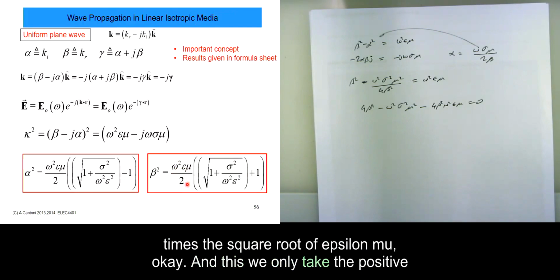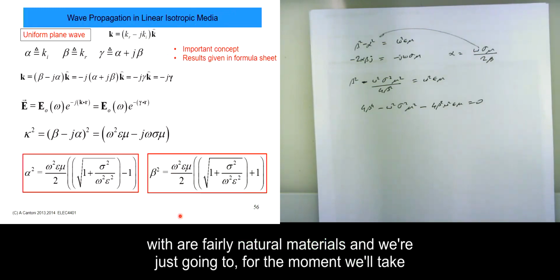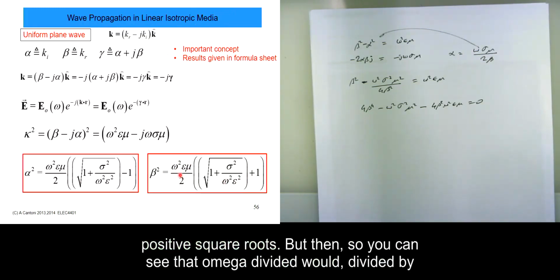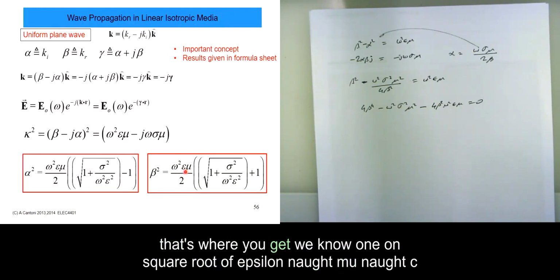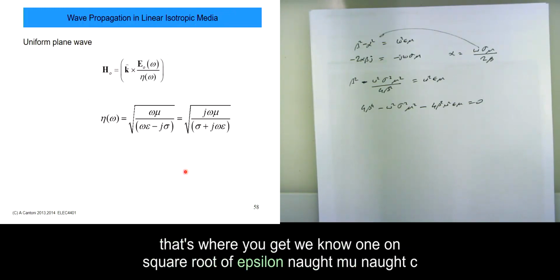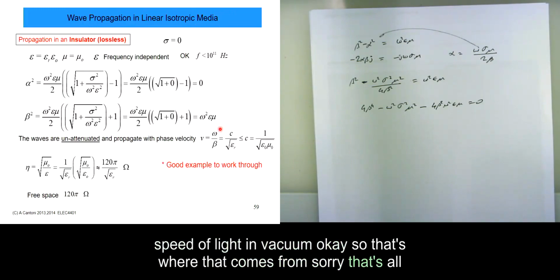We only take the positive square roots of these equations, because the materials we deal with are fairly natural materials, and for the moment we'll take positive square roots. So omega divided by beta is basically just 1 on the square root of epsilon mu. We know 1 on the square root of epsilon naught mu naught is c, the speed of light in vacuum. So that's where that comes from.